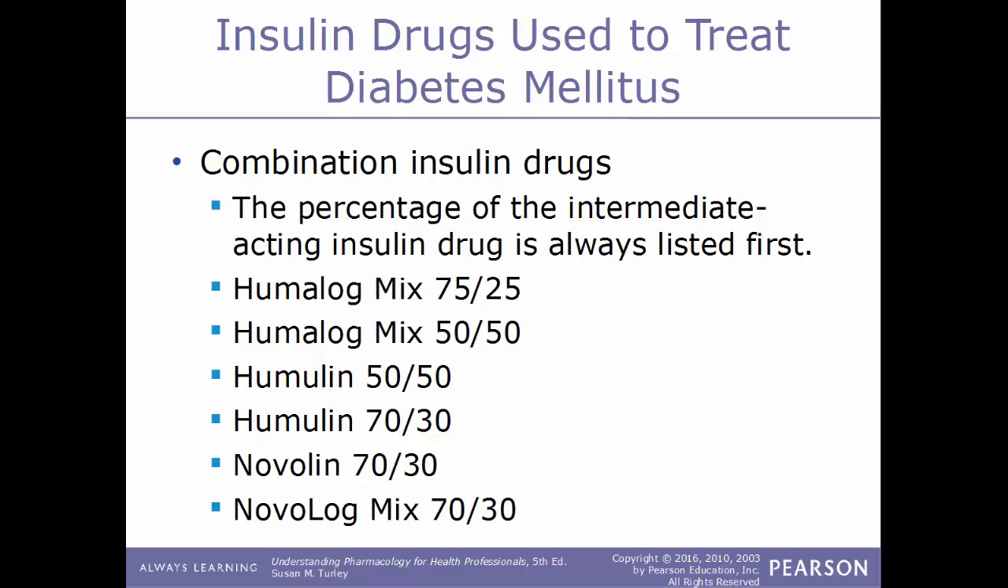Now, for example, in the drug Humalog Mix 75/25, of that dosage, 75% would be the intermediate-acting drug of that combination. You also have other examples listed here: Humalog Mix 50/50, Humulin 50/50, Humulin 70/30, Novolin 70/30, and Novolog Mix 70/30.